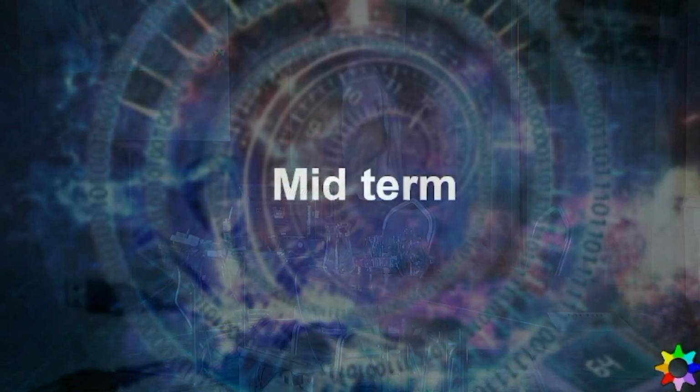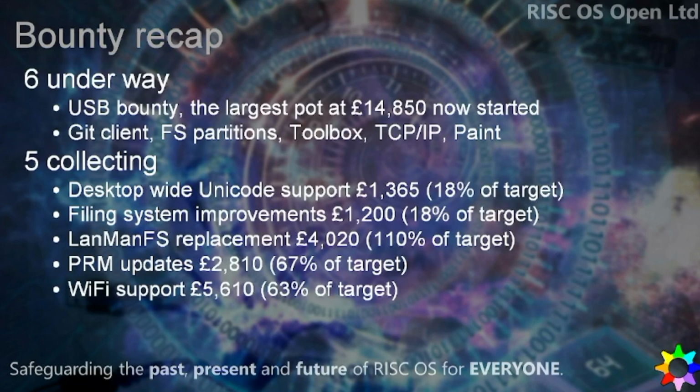On to the midterm. We were talking about RISC OS 5.30, we're thinking weeks, months. Midterm is kind of months, years territory. So you've probably seen at least one person from RISC OS Open talking in the past about the bounty scheme. There are currently, I was checking, 6 underway at the moment, and one in particular that's started just recently is the biggest collected amount so far, with a whopping £14,850: the USB bounty.